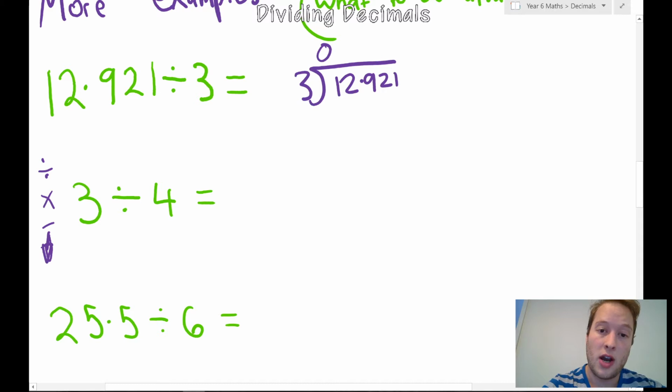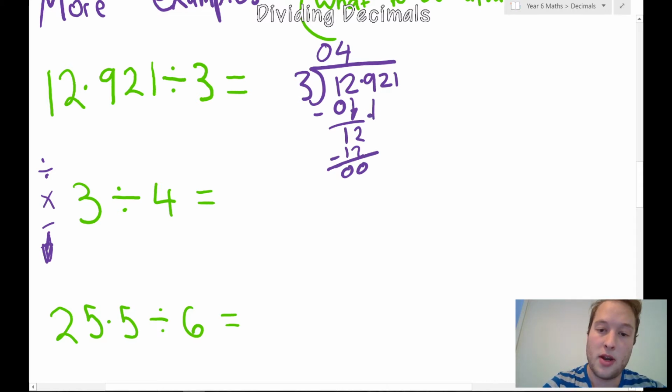So 3 times 0 is 0. So it should be under the 1. And then 1 take away 0 is 1. My apologies, it's not 0, it's 1. Now bring down the 2, right? So now I go to the next one. 3 into 12 goes in 4 times. So 4 times 3 is 12, take away here, which gives me 0 remainder. Lovely.